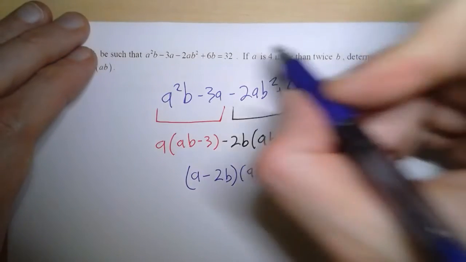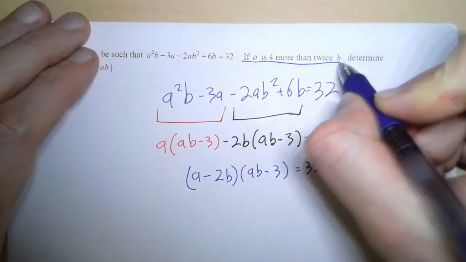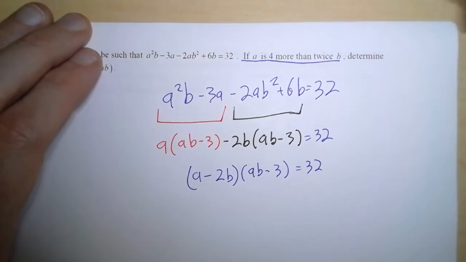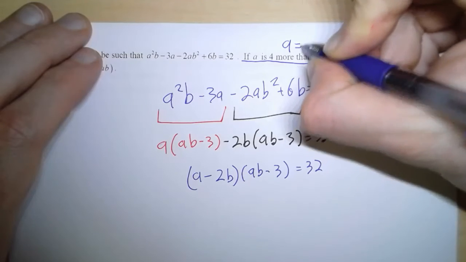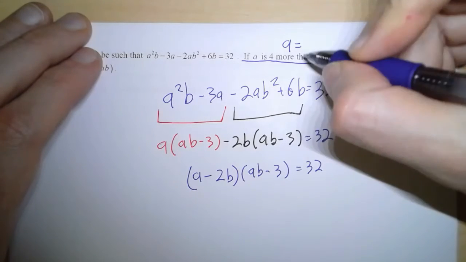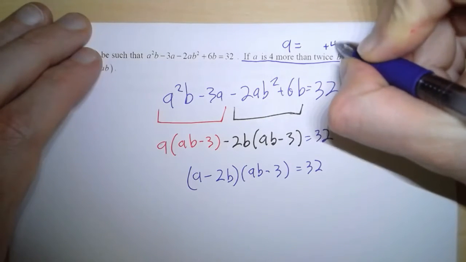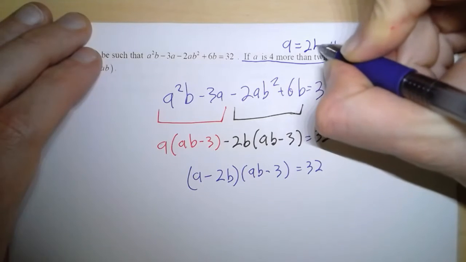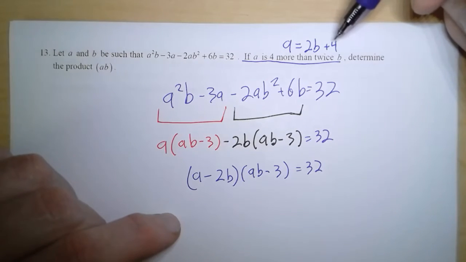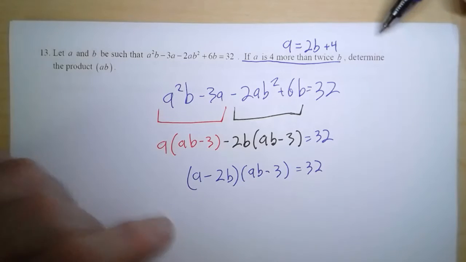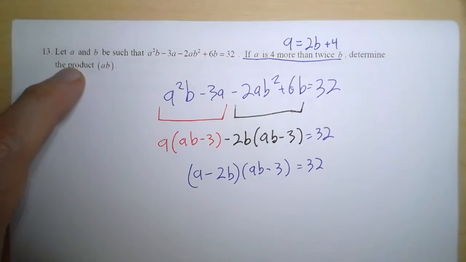But then the question goes on to say if a is 2 more than twice b. What that's saying is that a is, and anytime you see the word is, it means equals, 4 more than, so we're adding 4 to twice b, so 2b. So what we can do is replace a with 2b plus 4. And we want to determine the product ab.